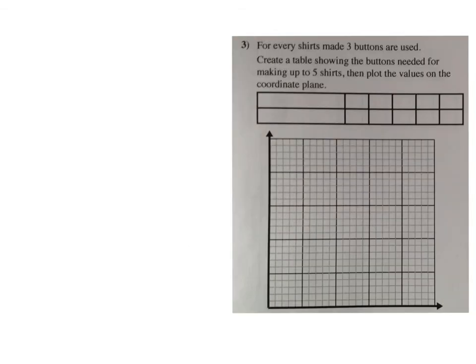So now we're going to do the same thing with this problem here. It says, for every shirt made, 3 buttons are used. Create a table showing the buttons needed for making up to 5 shirts. Then plot the values on the coordinate plane.